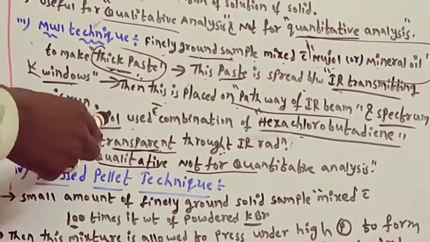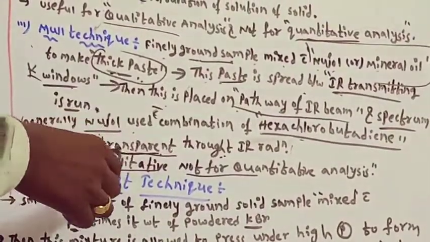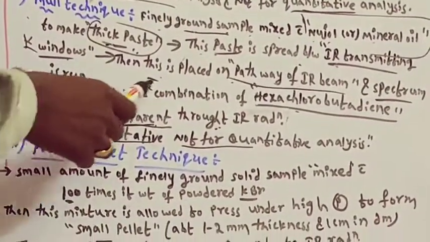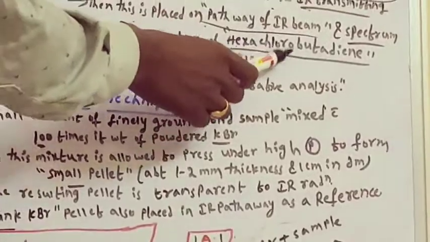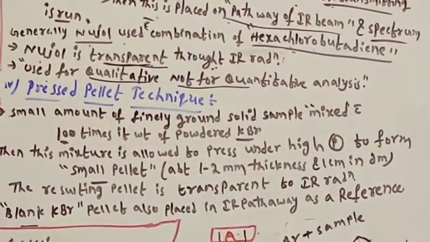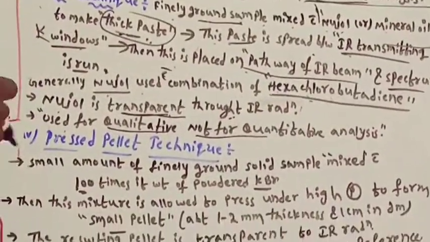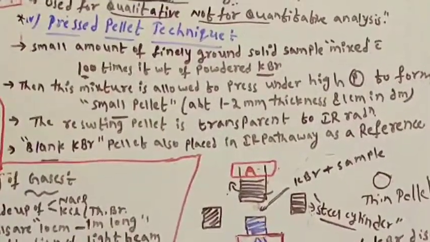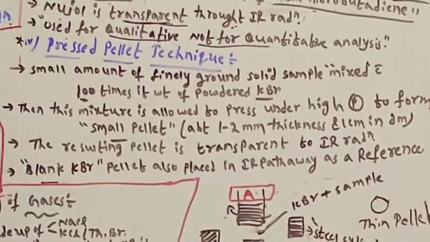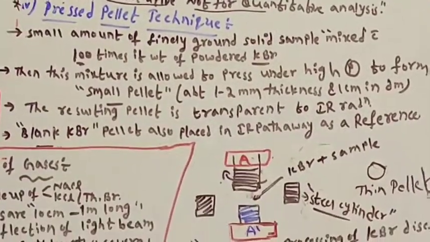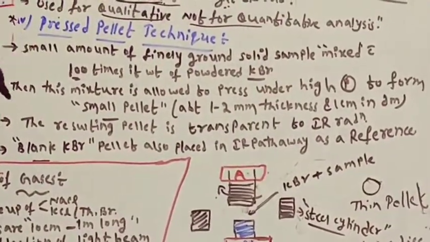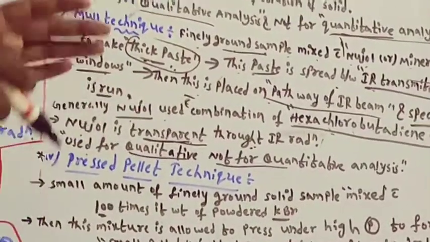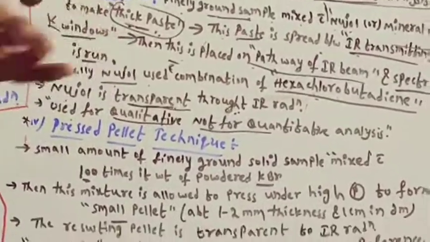Generally, why we are using Nujol is because it is transparent throughout the IR radiation. Generally, Nujol is used in combination with hexachlorobutadiene. This is about the Mull technique. Another important technique is the pressed pellet technique. Remember, in any pharmaceutical industry, if any sample is analyzed by IR spectroscopy, these two techniques are used for solid analysis. The Mull technique and pressed pellet technique are most commonly used.